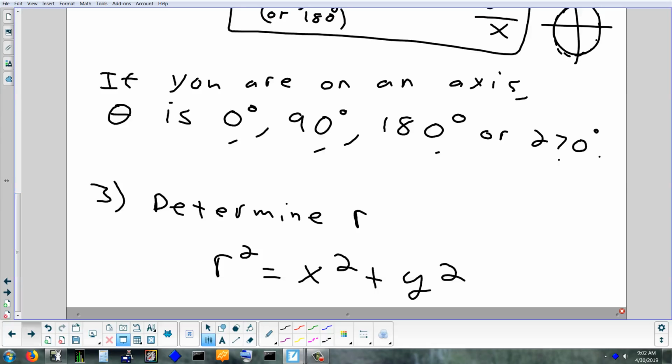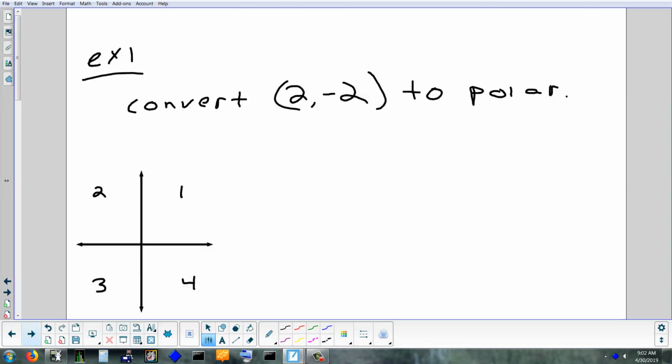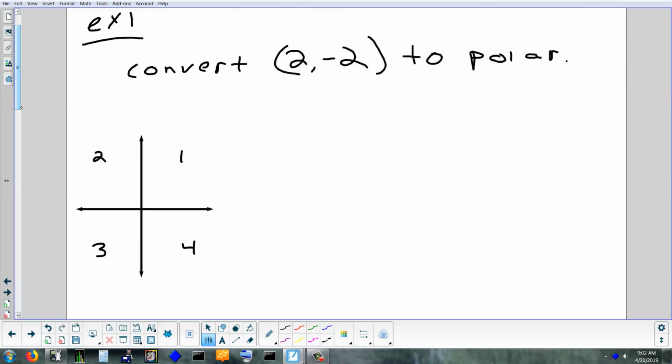Okay, let's look at an example. So here's the point 2, negative 2, and I want to convert it to polar. All right, step 1. What's the first thing I have to know about that coordinate? What quadrant it's in. You don't even really have to graph it, but what quadrant is it in? 4. Somewhere right around there. Right 2, down 2.